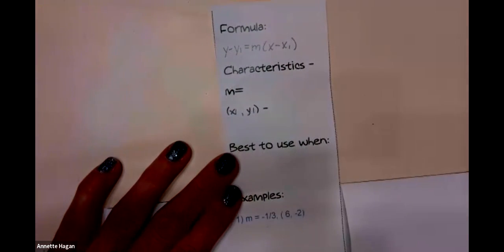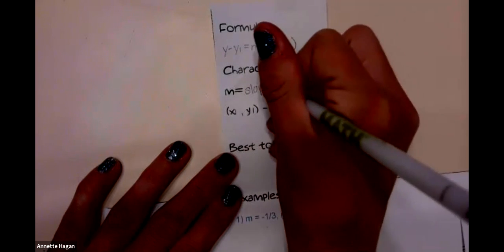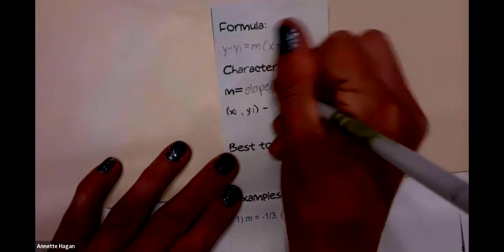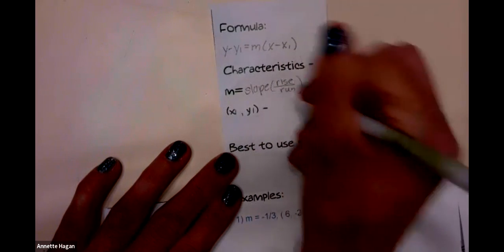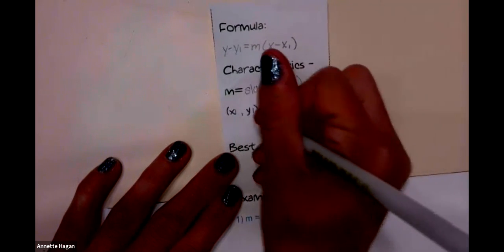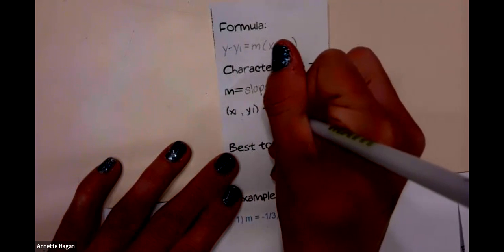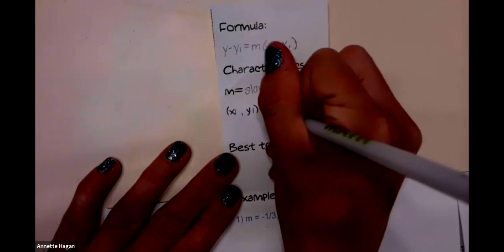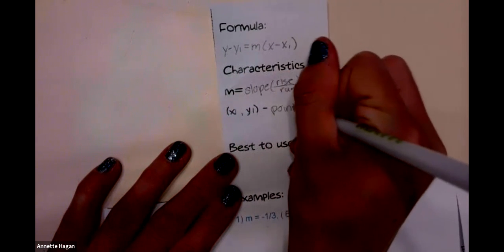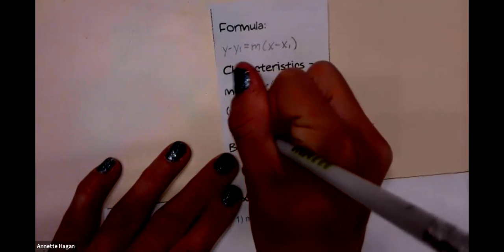Okay, characteristics of this formula you need to know is given the slope. You are given the slope when you use this, which is your rise divided by your run. Also gives you x1, y1. The x1, y1 point is a specific point on the line. So it's a specific point on the line you're writing the equation for.